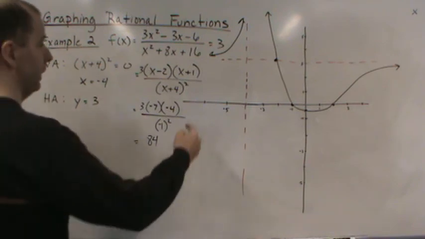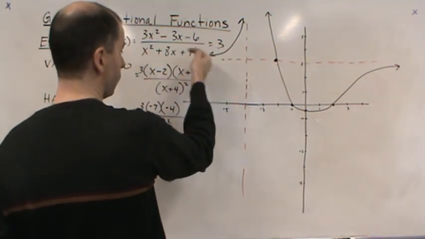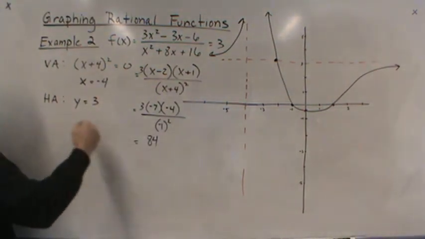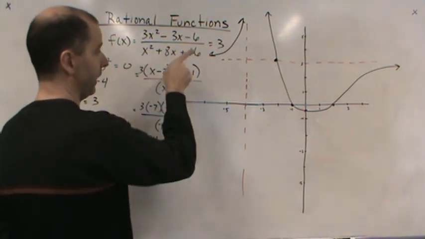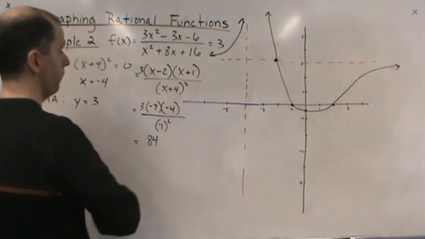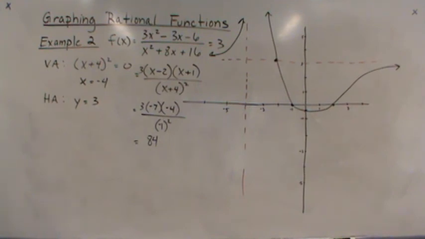Because I know it's not going to cross over here because it only crosses in one place. So I know it's going to go towards this, again, based on the horizontal asymptote. As x gets large negative, it's going to go towards 3. And as x gets closer and closer to negative 4, this is going to go to positive infinity. And that's it.